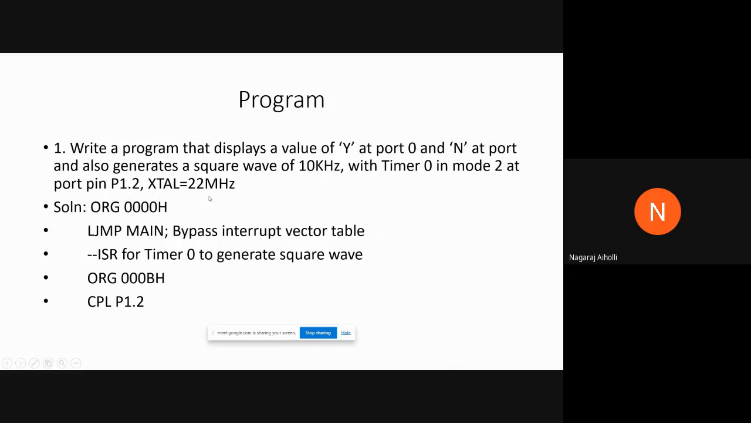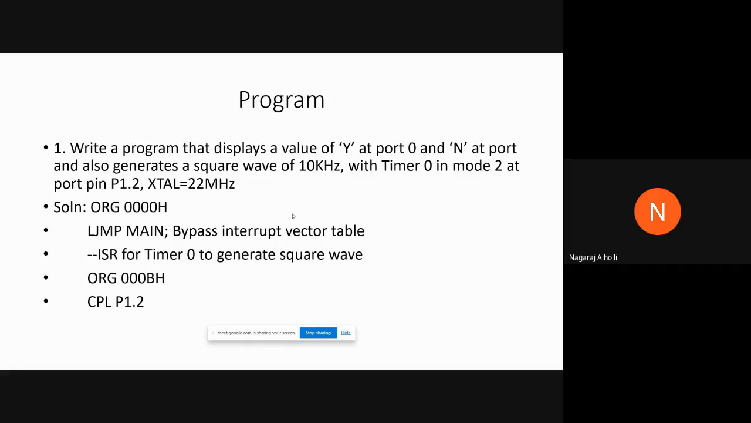So this is how we write a program to display the value of Y at port 0 and N at port 2, and also simultaneously generate a square wave using timer 0 in a particular mode. They are doing two functions, that is, we are doing two jobs at the same time using the interrupt method. In examination, if such a question comes, where the program statement asks to perform two jobs, two functions, two tasks, then you have to make use of the interrupt method in the program and write the program.